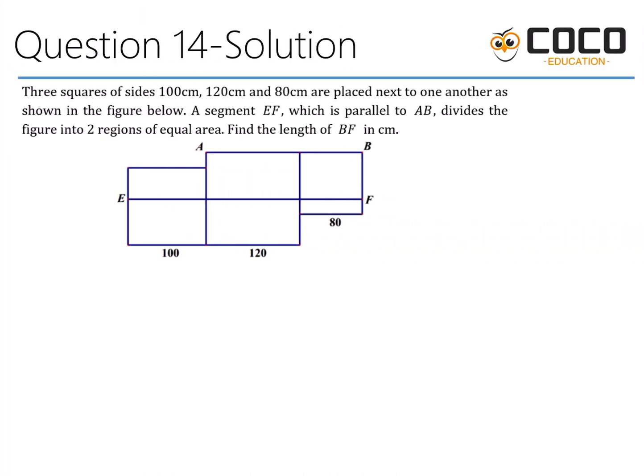Question 14. So the line EF cuts the figure into 2 regions of equal area. Now let's make the figure into a big rectangle. So we add in these 2 regions. And we know that this is 100. It's 120. So the difference is 20. For the other side, the length is 100. So area of the newly added rectangle is 100 times 20, 2000.